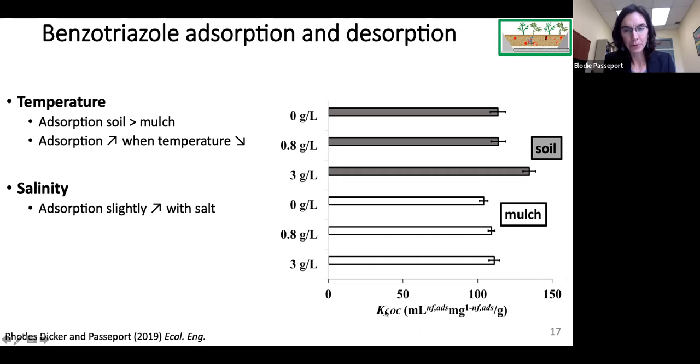Here are the results for the salinity. And again, I'm showing you this KFOC coefficient. So it's kind of the same graph as we had before for the soil and the mulch, with different salinity levels. And what we found here is that, again, the adsorption increased slightly with the presence of salt. This is because when you have more salt, benzotriazole doesn't want to stay in the water, so it's less soluble, so it tends to adsorb more. And so again, this is good news for benzotriazole because we tend to find it in urban stormwater runoff with salt as a co-contaminant.